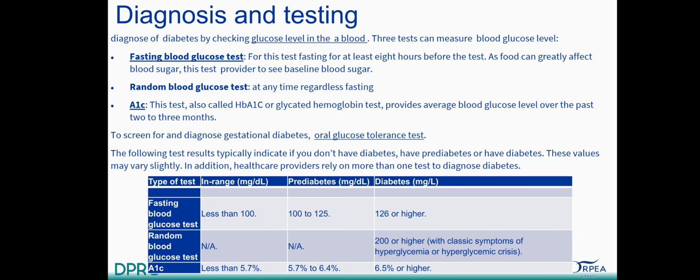Random blood sugar in the normal range and in the pre-diabetic range can be any reading. But if the person has become diabetic, their random reading will be 200 or more, with the classic symptoms of hyperglycemia or hyperglycemic crisis. Hemoglobin A1C, which is one of the most important tests, in the normal range will be less than 5.7%. In the pre-diabetic state, it will be 5.7 to 6.4. If it is 6.5 or higher, that means the patient is diabetic.